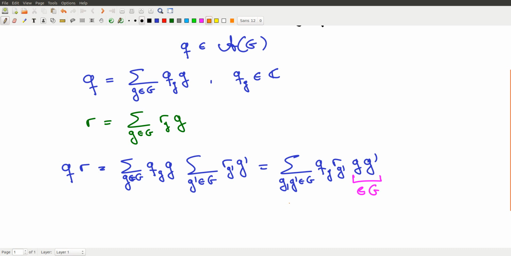And this means, if we define it like this, the whole thing here is again a linear combination of group elements with complex coefficients. So this is in the group algebra. And by this we have a multiplication law for elements in the group algebra.